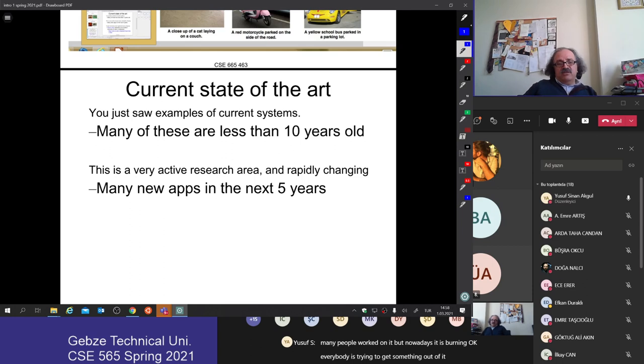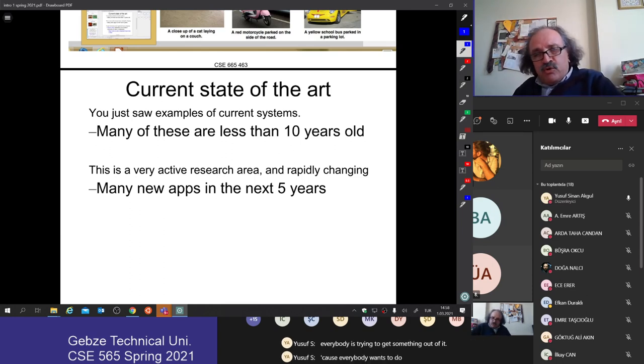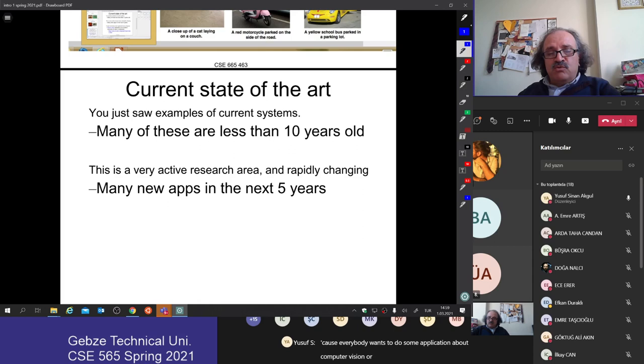because everybody wants to do some application about computer vision, or they like to use ideas from computer vision in their own areas, such as bioengineering or chemical engineering or mechanical engineering, civil engineering. They like to borrow these kinds of ideas from the computer vision world and apply them to their own purposes. That's why this is a very hot area, and you are making a good decision by taking this course. Okay. Any questions so far?